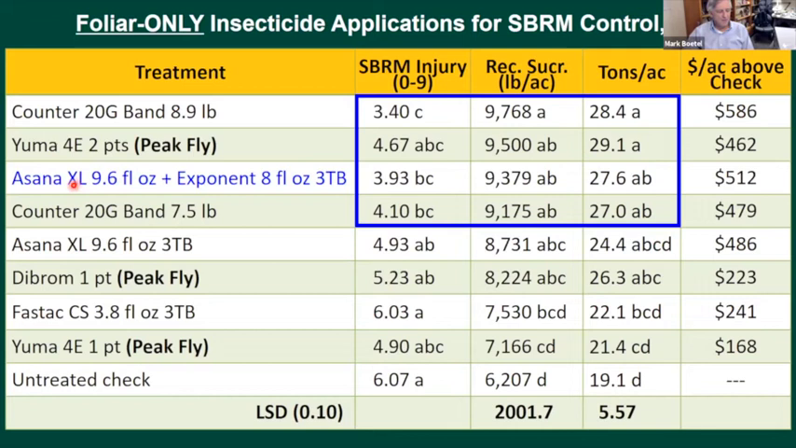Another thing, and the reason I've got this highlighted in blue, Asana, we applied it at its maximum rate. This was at plant as a 3-inch T-band, and we combined it in a tank mix with Exponent, which is a synergist for pyrethroid insecticides, and it definitely made a difference. This is just 1 year of data, but it looked very good. It brought Asana up to where it was not statistically outperformed by the very top treatment as a single application. So I think that suggests that we've maybe got another option in the toolbox, which is really good news.